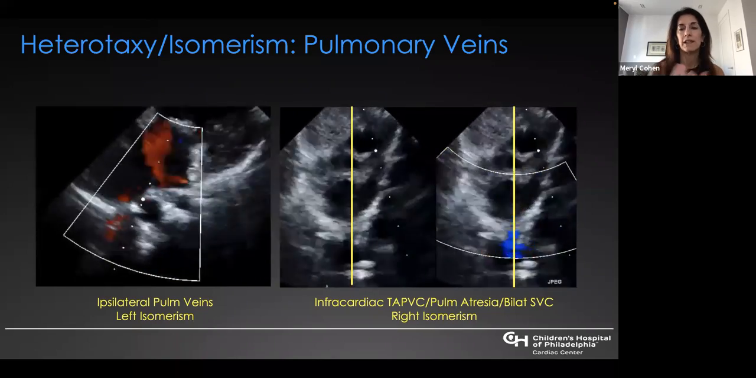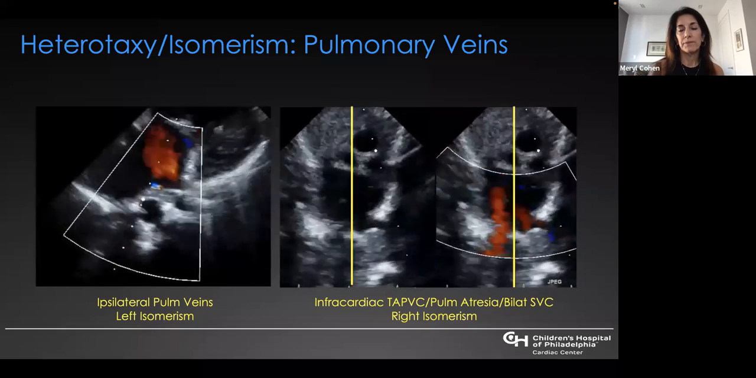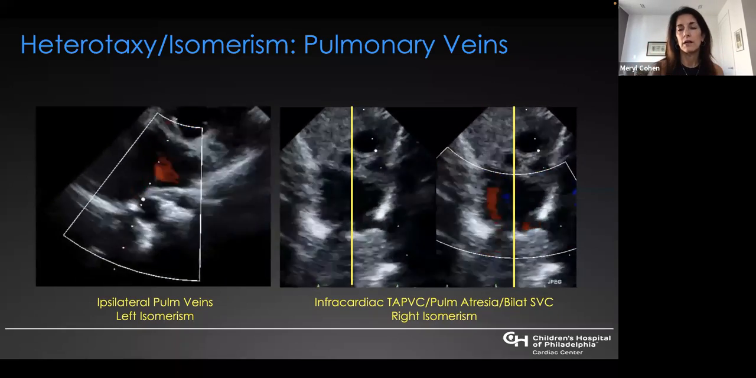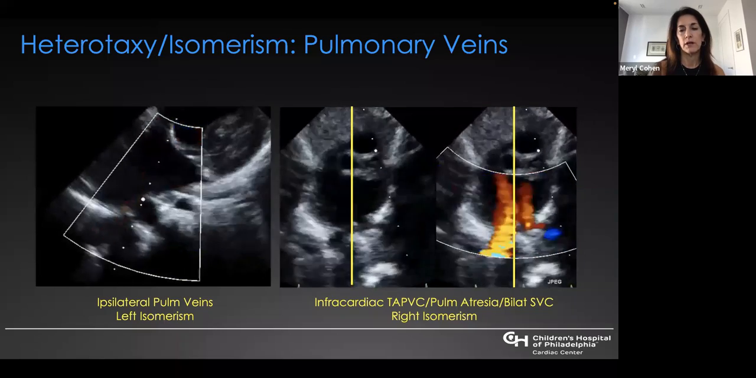And so you could really just put a line down this echocardiogram and show that there are hepatic veins on either side of the atrium too. So you can really see the mirror image notion of this right isomerism in this particular patient who has total veins below the diaphragm.